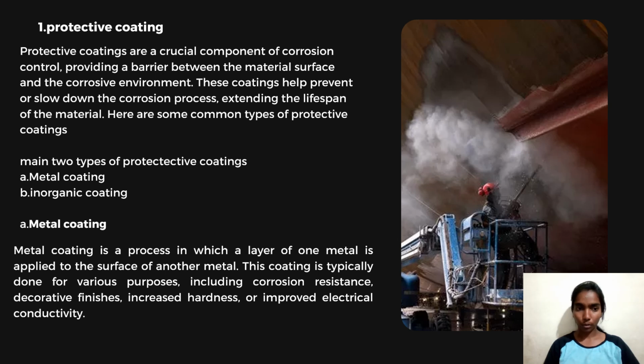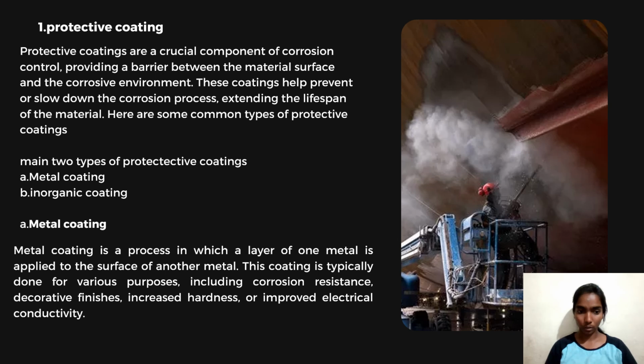Protective coating. Protective coatings are a crucial component of corrosion control, providing a barrier between the material surface and the corrosive environment. These coatings help to prevent or slow down the corrosion process, extending the lifespan of the material. Here are some common types of protective coating: metal coating and inorganic coating.